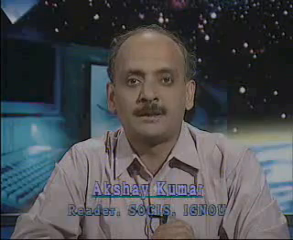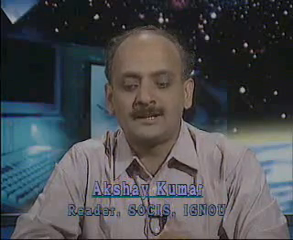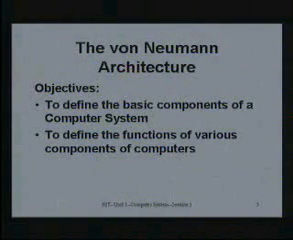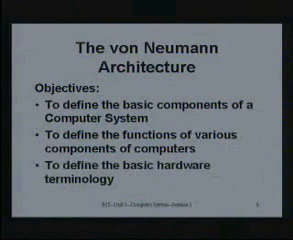But before we start this session, let us discuss the basic objectives of this session. The basic objectives are to define the basic components of a computer system, to define the functions of various components of the computers, and basically highlighting the von Neumann architecture under these two categories, and thirdly to define the basic hardware terminology which is associated once again with the von Neumann architecture. So we will be focusing all our attention on the von Neumann architecture.